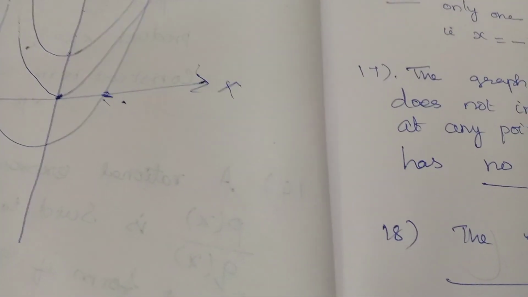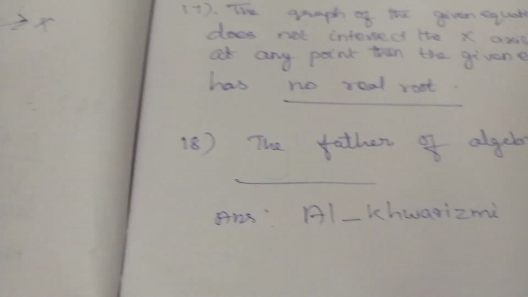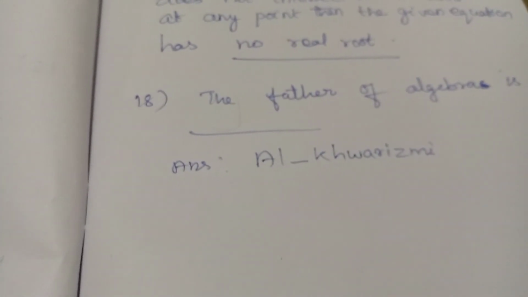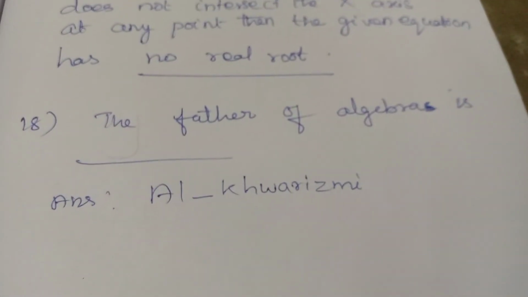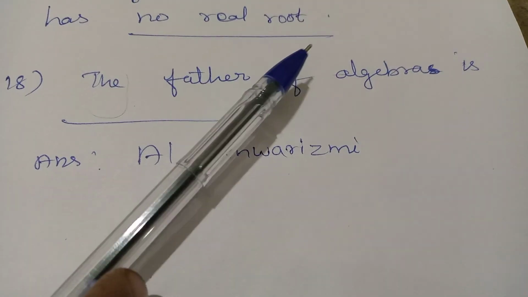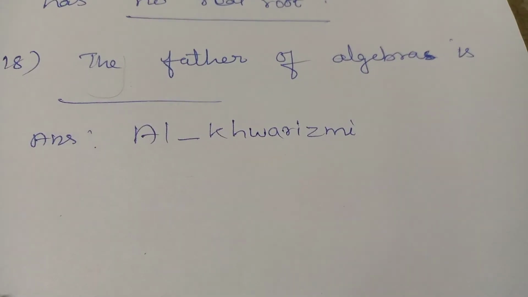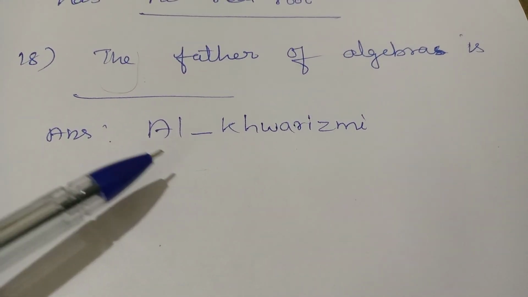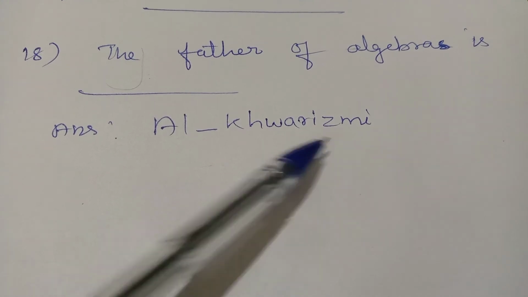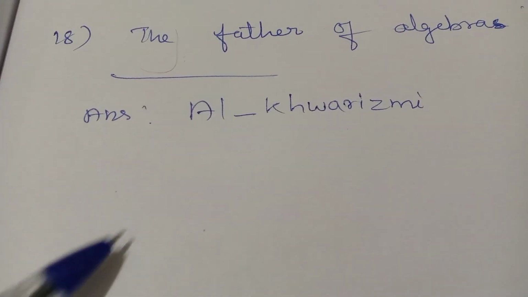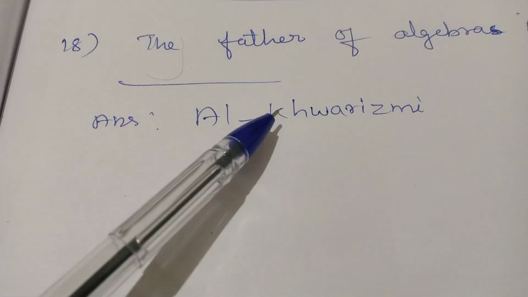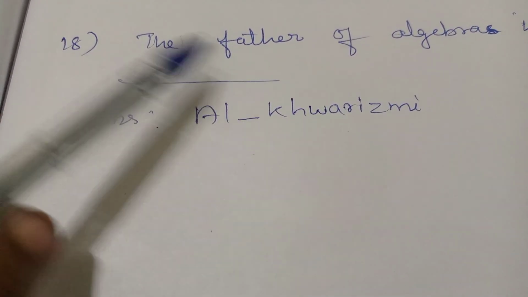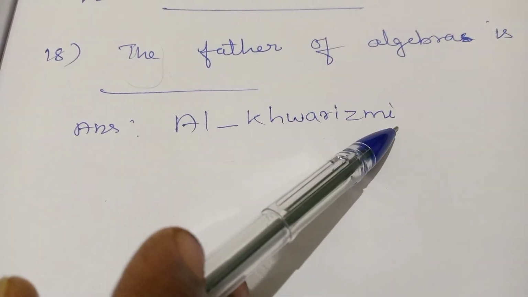Question number 18. The father of algebra is dash. What is the father of algebra? Al-Khwarizmi. Okay. The spelling, Al-Khwarizmi. The father of algebra. Al-Khwarizmi is known as the father of algebra.